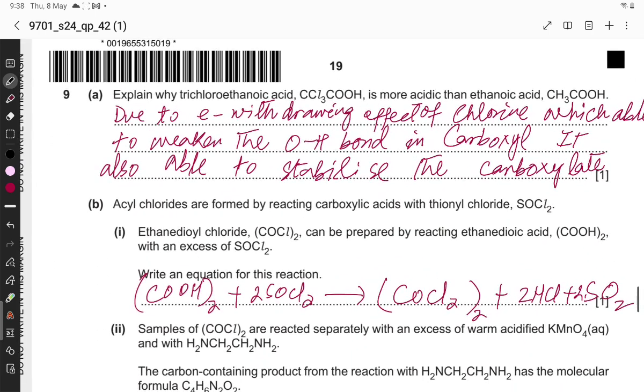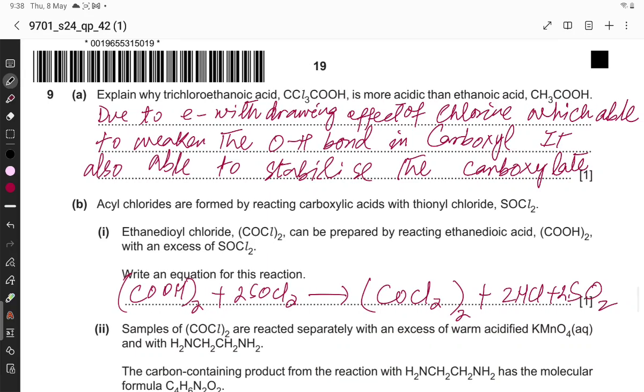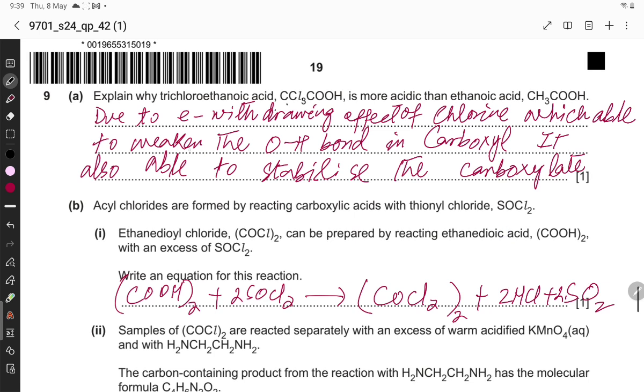Question number 9. Explain why trichloroethanoic acid is more acidic than ethanoic acid. Chlorine is an electron withdrawing group attached to this acid, and due to the electron withdrawing effect of chlorine, it is able to weaken the OH bond in the carboxyl group, and it is also able to stabilize the carboxylate ion. Chlorine pulls the electrons on this side, which makes the OH bond weaker and easier to break.